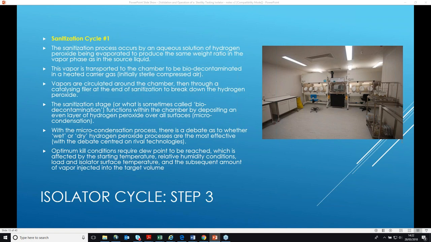Condensation formation at saturated vapor conditions past the dew point is the mechanism that delivers the hydrogen peroxide molecules to all the exposed surfaces. And as this is physical chemistry, there are physical parameters to control. So isolator and gassing port cycle times should be established and examined for each operation. And the parameters should be checked for every operation.